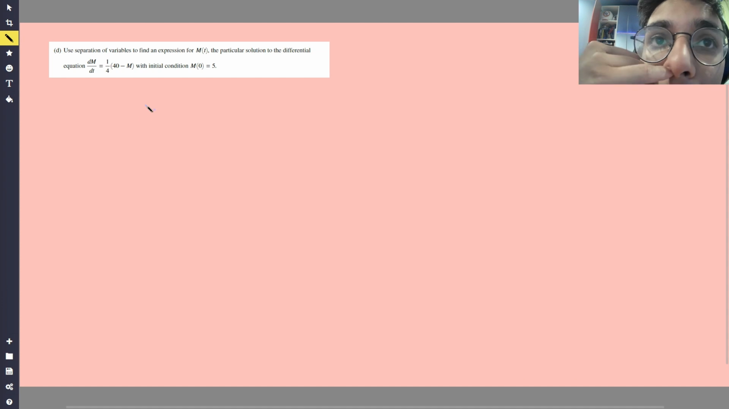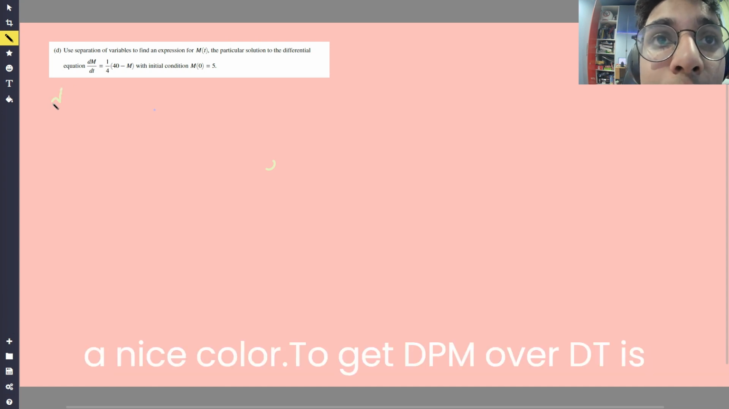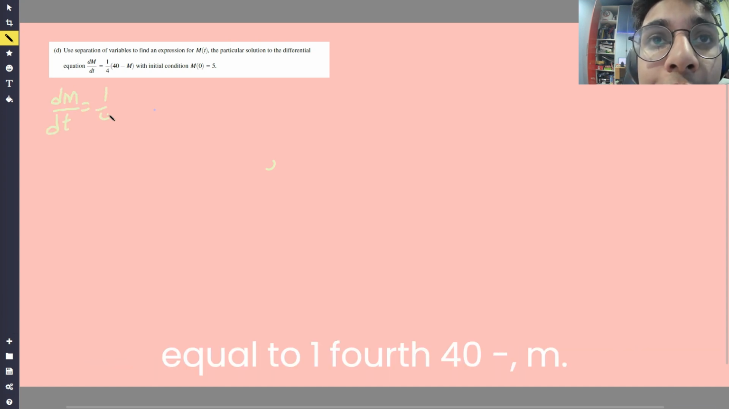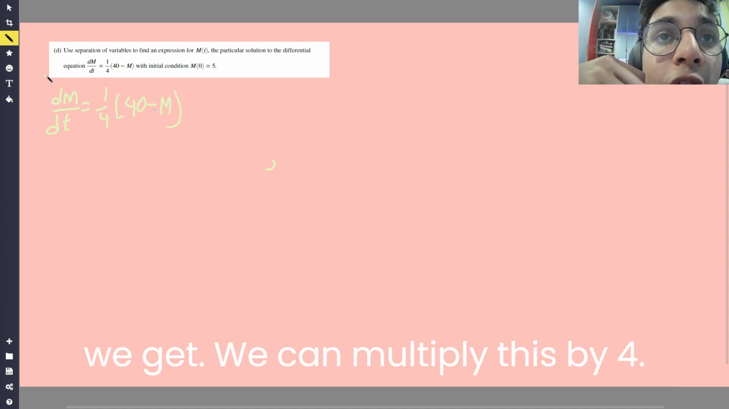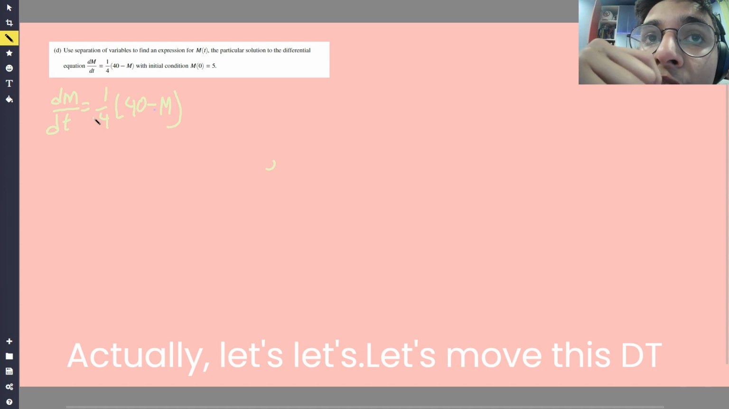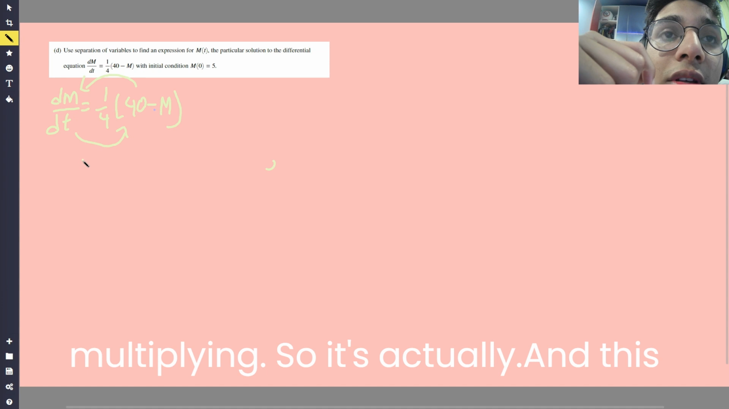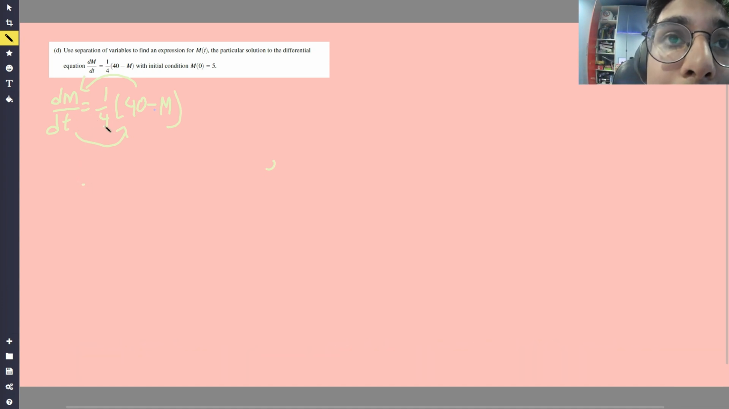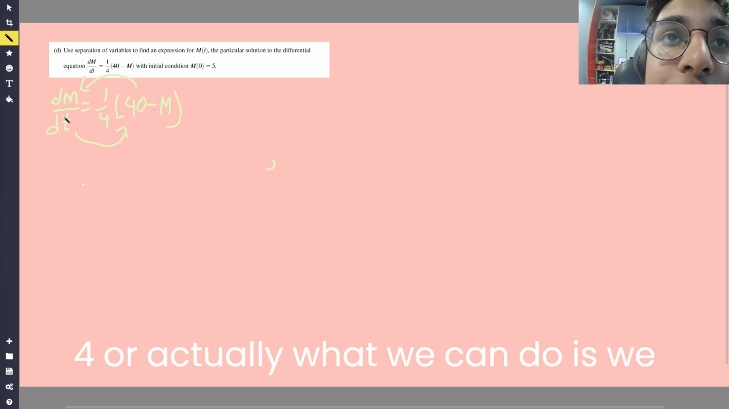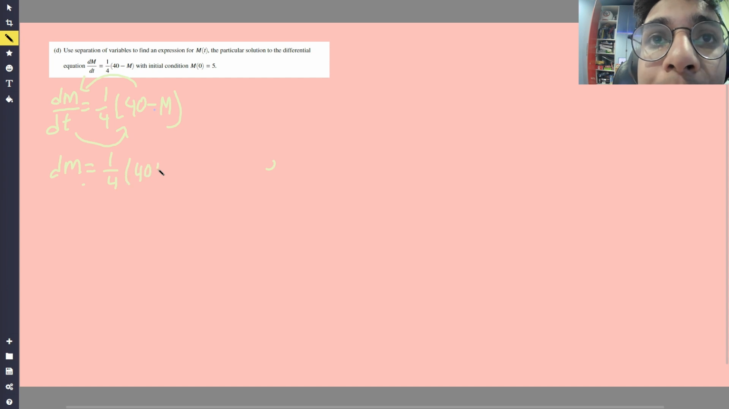So let's separate it out. Let's use a different color for this. So we get dm over dt is equal to 1/4 times (40 minus m). Now let's move it over to each side. Let's move this dt over here, and move this 1/4 (40 minus m) over here. So we multiply by dt, and it becomes dm is equal to 1/4 (40 minus m) dt.